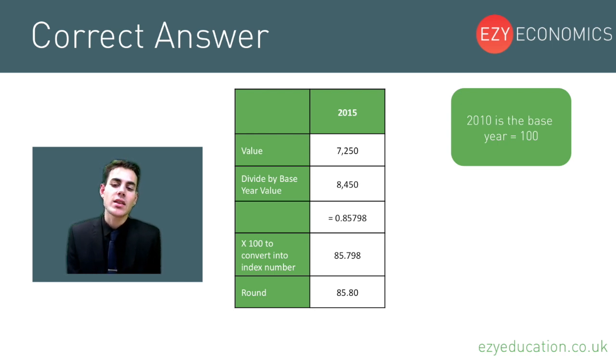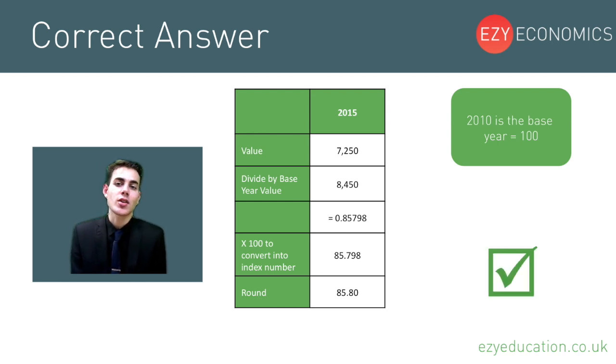85.798. And if we then round this to 2 decimal places, the 8 is above 5, so we round that up, and that causes the 9 to become a 10, which causes us to go to 85.80. So therefore, that is the correct answer.